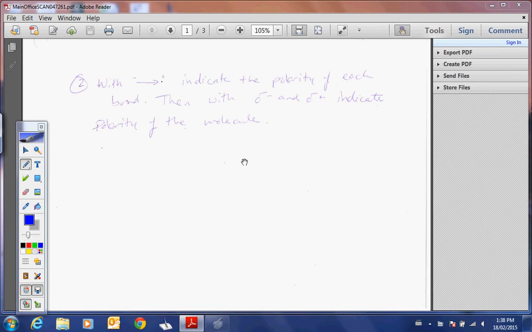Okay, what is electronegativity? An atom's affinity, that's to gain electrons or lose electrons. An atom's affinity for electrons. And what does affinity mean?